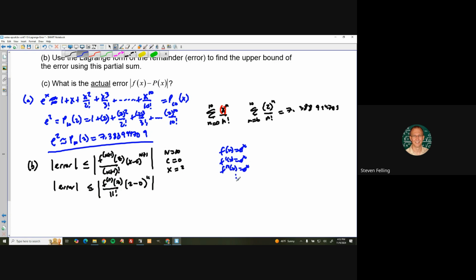Luckily, all the derivatives are e to the x. So the 11th derivative is still e to the x. Okay, so now we can finally explain what this z is. All right, I'm going to make a plot of the 11th derivative. The 11th derivative of x, which is e to the x, looks like this. It's an e to the x function versus x.